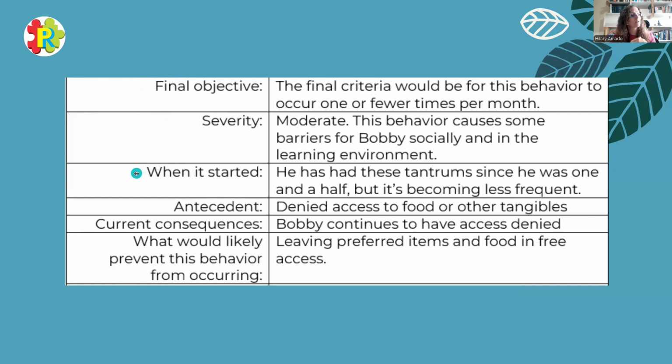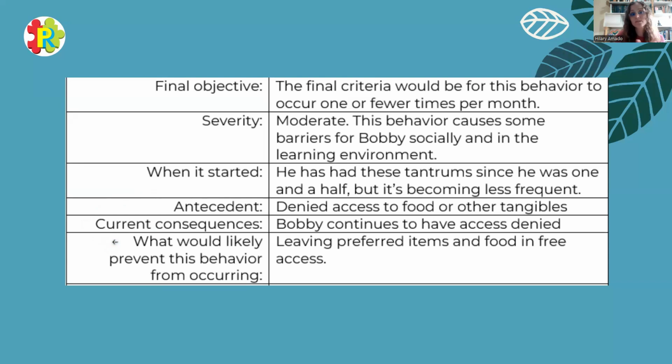When did it start? He has had these tantrums since he was 1.5, but it's becoming less frequent. Antecedent: what happens before this behavior occurs? Often denied access to food or other tangibles. What are current consequences? Bobby continues to have access denied. What would likely prevent this behavior from occurring? Leaving preferred food and other items on free access.